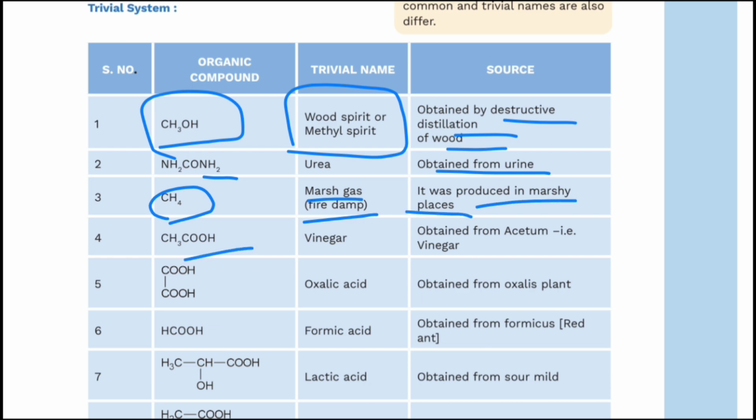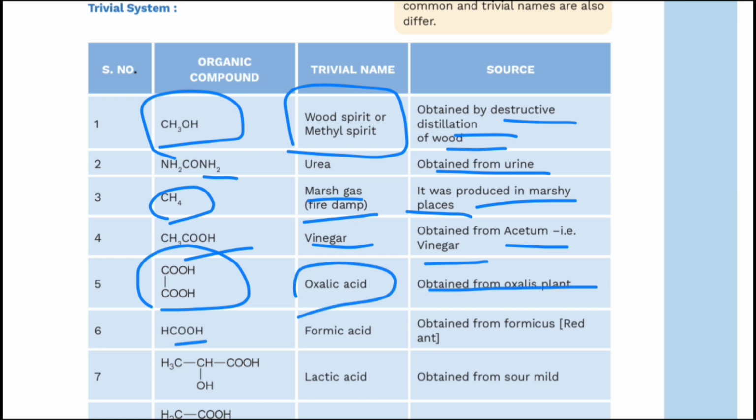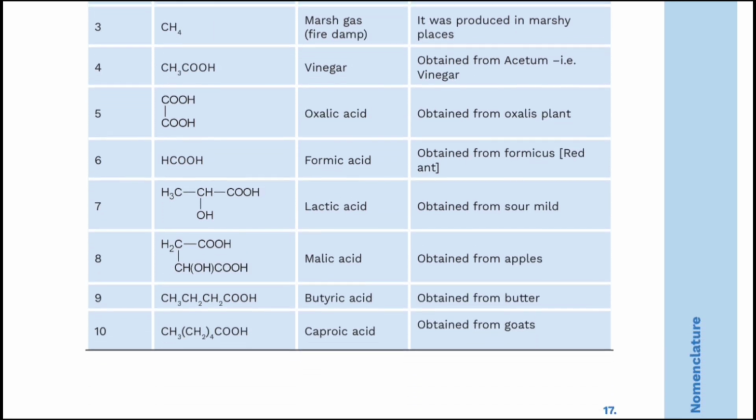This is a carboxylic acid, acetic acid. Its trivial name is vinegar, obtained from acetum, that is vinegar. And this is a dicarboxylic acid, oxalic acid, obtained from oxalis plants. This is formic acid, obtained from formica or red ants. This is lactic acid, obtained from sour milk. And this is malic acid, obtained from apples.